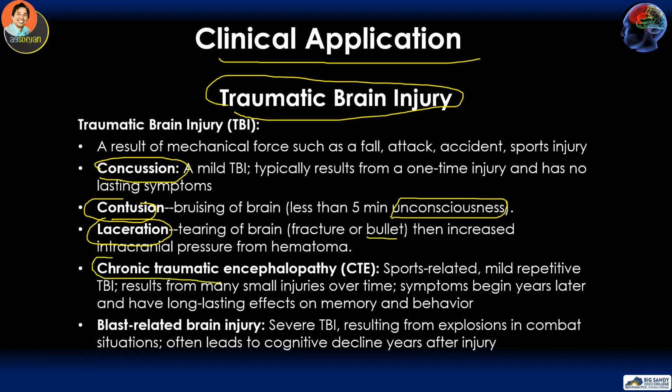Chronic traumatic encephalopathy or CTE is mostly sport related, resulting from damage during sports like boxing, for example, or football. Blast related brain injury may result from exposure in combat situations.